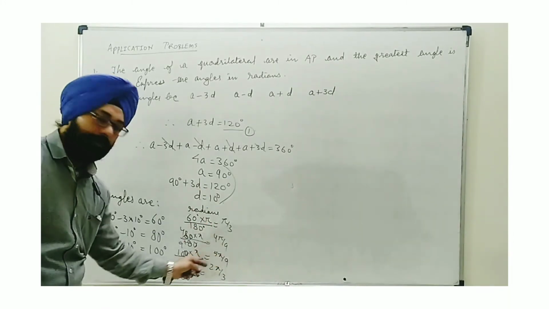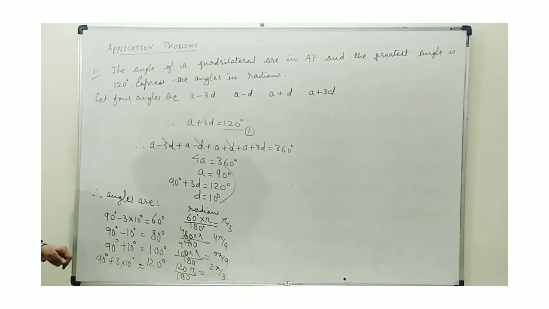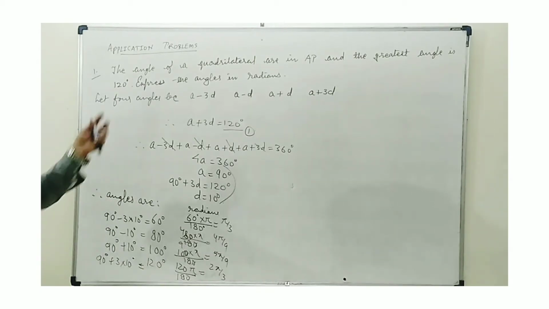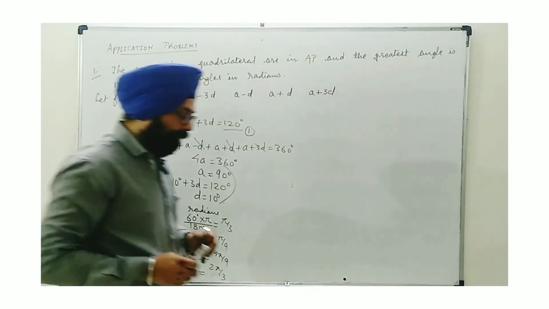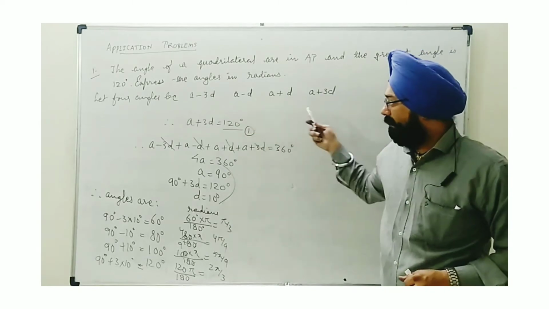3 pi by 9, 4 pi by 9, 5 pi by 9, 6 pi by 9. Okay, so this way we can get it. But that is an additional thing, not a compulsion. By the way, this is one method we have followed. Now we are going to see the next one. As I said, it depends whether you know this fact or not.